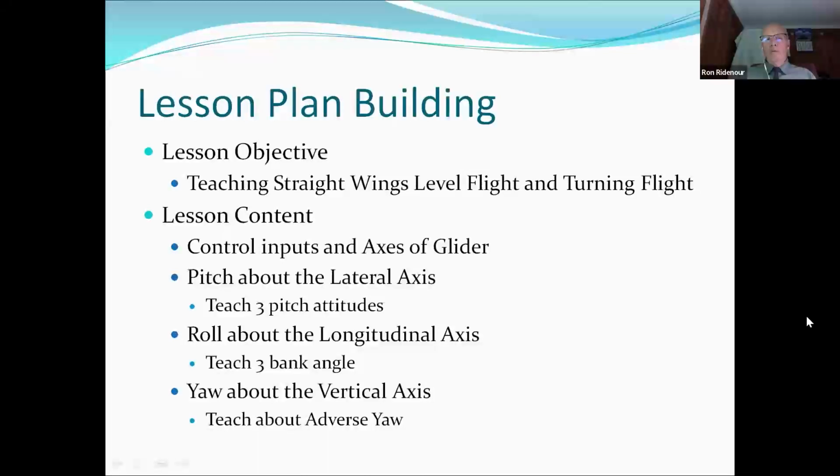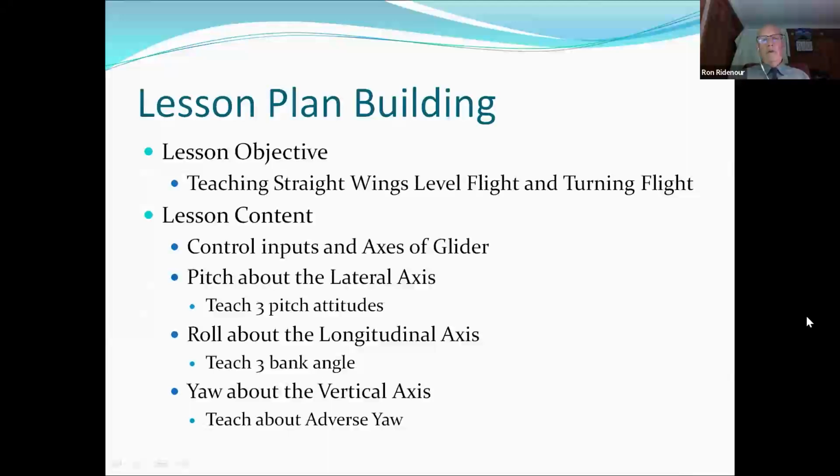So I'm going to briefly build a very, very simple lesson plan here. The lesson objective, which should always be stated, is going to be teaching flying straight with the wings level in level flight, and then also in turning flight. So the lesson content would be the control inputs and the axes of the glider. Pitch is around the lateral axis. I basically start off by teaching 3 pitch attitudes.